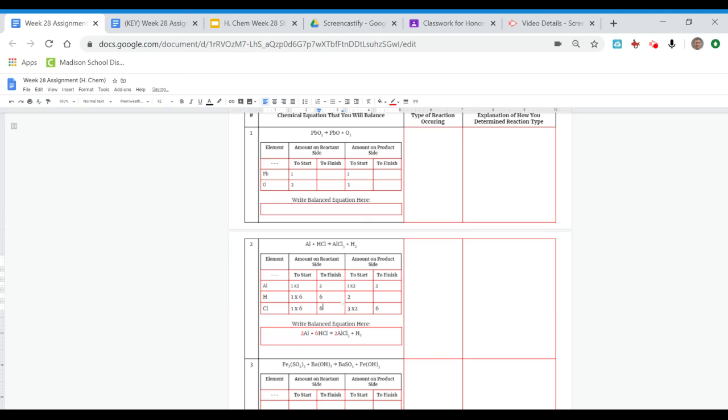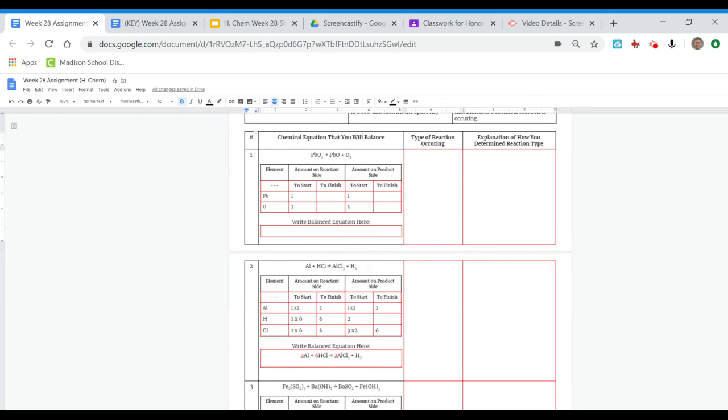Okay, the chlorine are matched up. The aluminum is matched up. I'm so close. I just need to get the hydrogen to match up now. And I see that there are 2 hydrogen right here. So why don't I add a 3 in front of this hydrogen, because I know 3 times 2 gives me 6. So times 3 gives me 6. Okay. Looks good. I'm done.